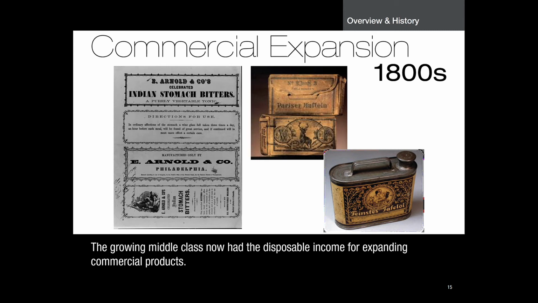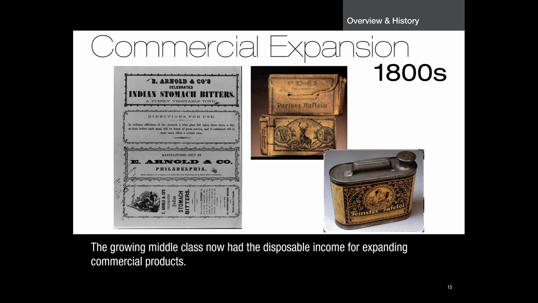Again, all throughout the Industrial Revolution, commercial expansion occurred primarily because up until this point, you really had the aristocracy, and then you had the lower classes. And the lower classes didn't really have the money or inclination to buy a lot of commercial products. But during this time, you saw the emergence of what we consider the middle class now. These were people who didn't work in the fields. Maybe they had more shop or office type jobs. They had more income. They could afford to buy more products.